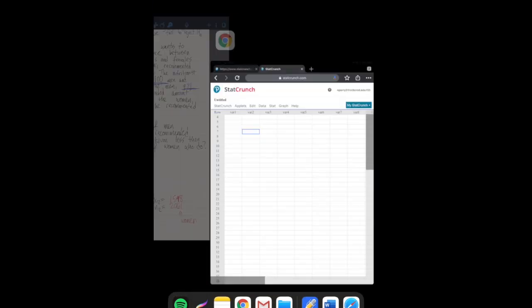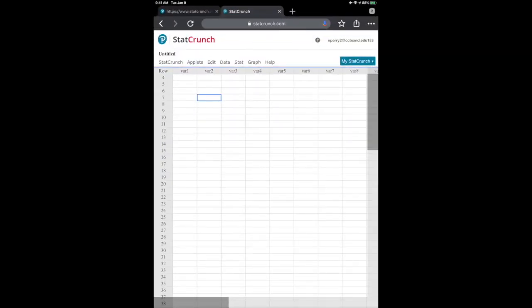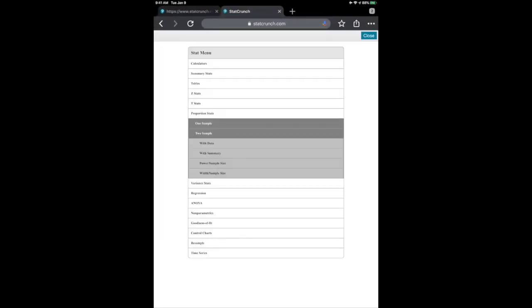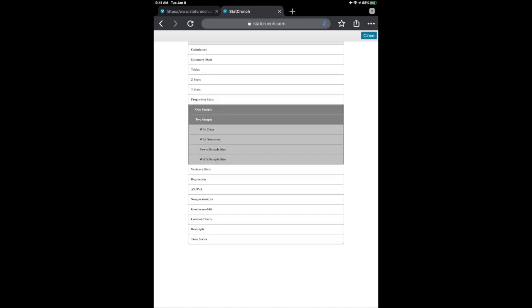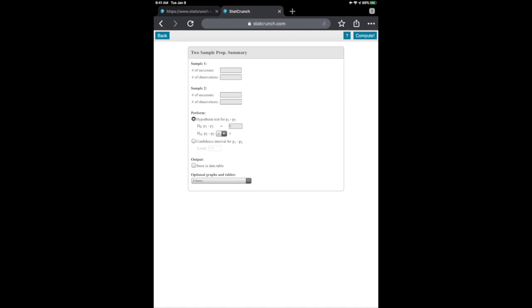All right, so let's go to StatCrunch. Come on. And I believe it said go into the Stat menu. Since I'm on an iPad, it looks like this. If you're on a desktop, it's like a drop-down menu. But you go into Stat, and then Proportion Stats is right here. I already had it highlighted. So you go into Proportion Stats to Sample right here. Again, I already had it highlighted because I was ready for the problem. And with Summary. And then this menu pops up.